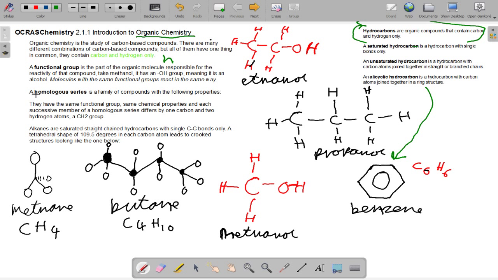And a homologous series is a family of compounds with the following properties. They have the same functional group, same chemical properties, and each successive member of the homologous series differs by one carbon and two hydrogen atoms, or a CH2 group. This is what they look like: C, H, H, and that's it, CH2.